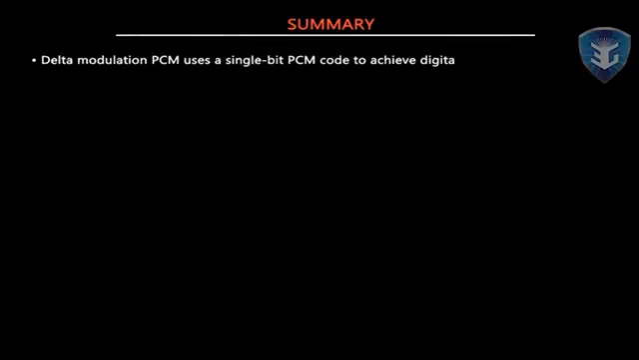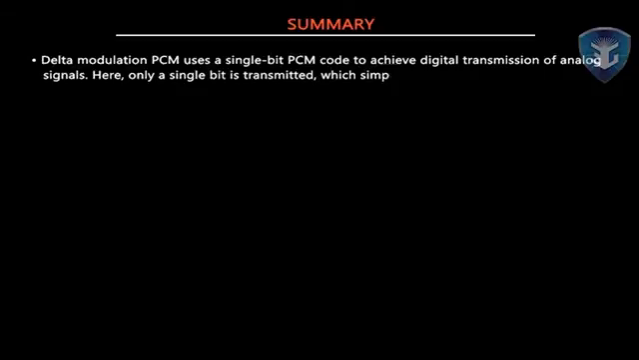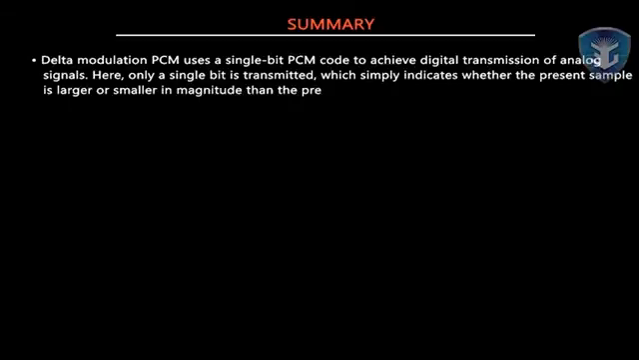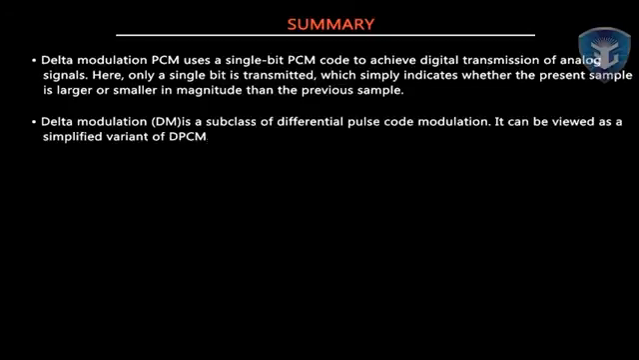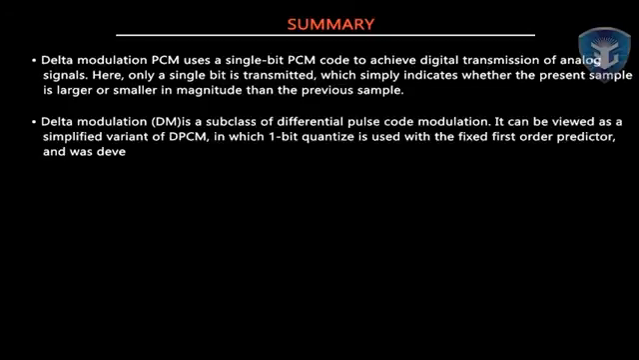Delta modulation PCM uses a single bit PCM code to achieve digital transmission of analog signals. Here, only a single bit is transmitted, which simply indicates whether the present sample is larger or smaller in magnitude than the previous sample. Delta modulation, or DM, is a subclass of differential pulse code modulation. It can be viewed as a simplified variant of DPCM, in which a one-bit quantizer is used with the fixed first order predictor, and was developed for voice telephony applications.